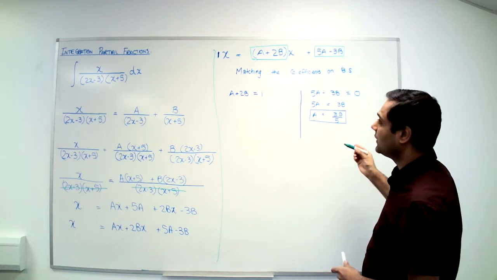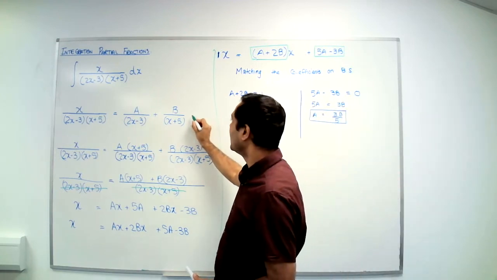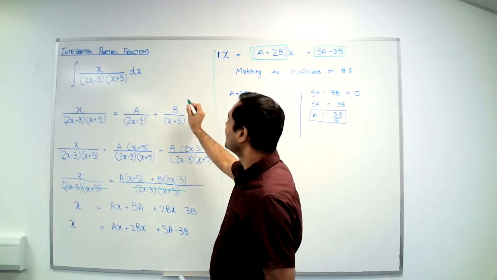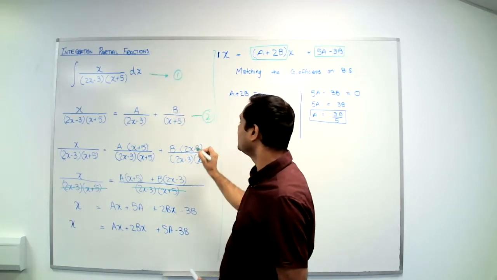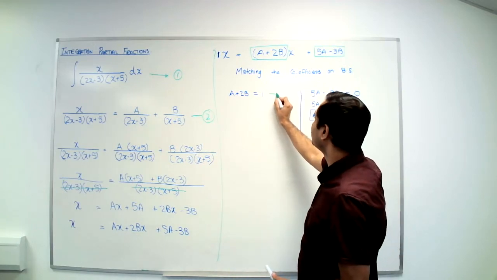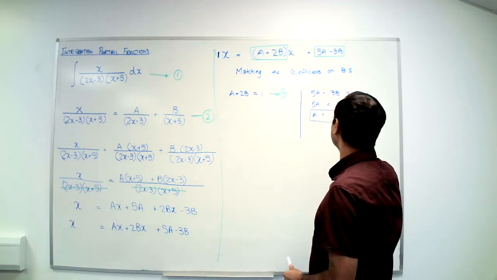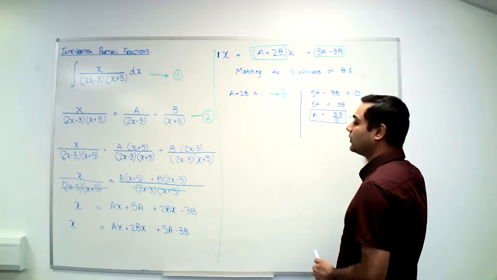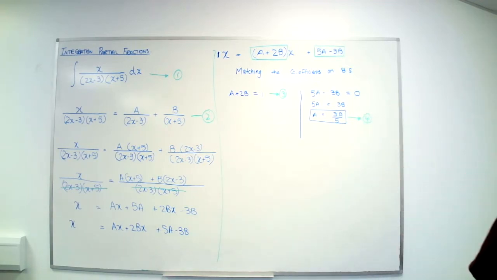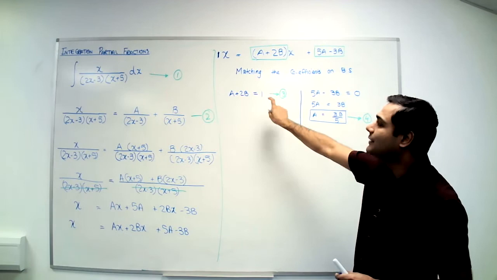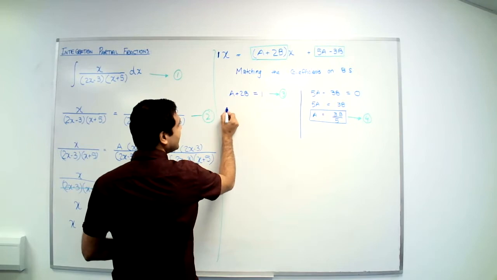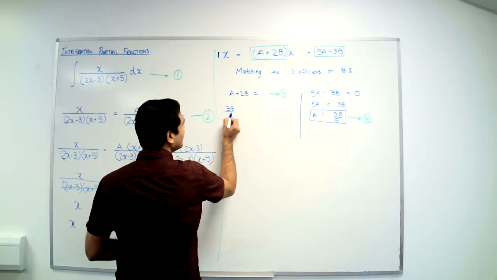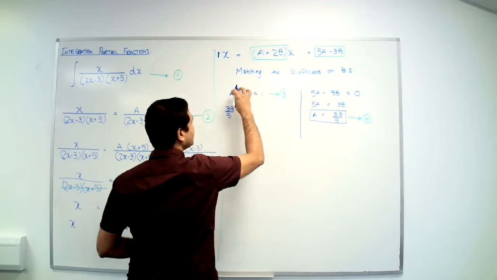Now I'm just going to call this one my equation number one. I call this one equation number two. I call this one equation number three. And I call this one my equation number four. Okay. Now, this value, equation number four, I put it back here. So instead of A, I'm going to write 3B over 5. This thing, I put it here.